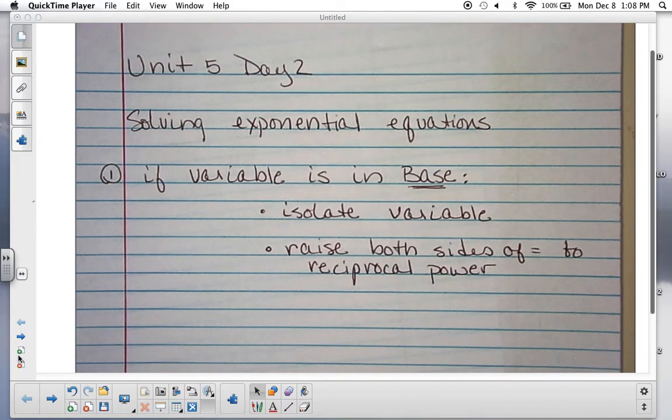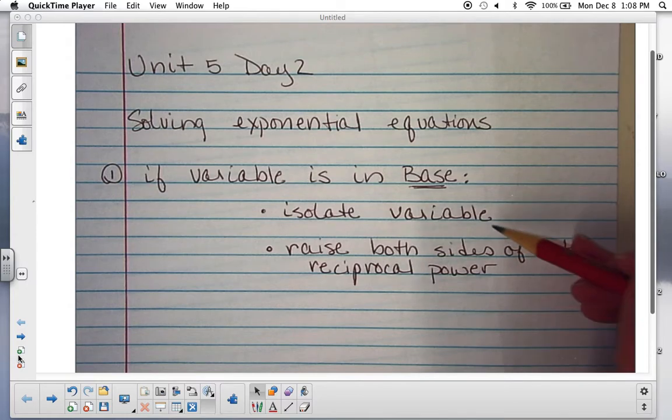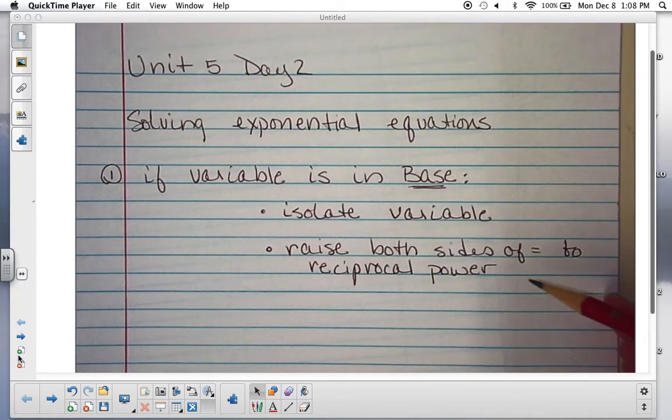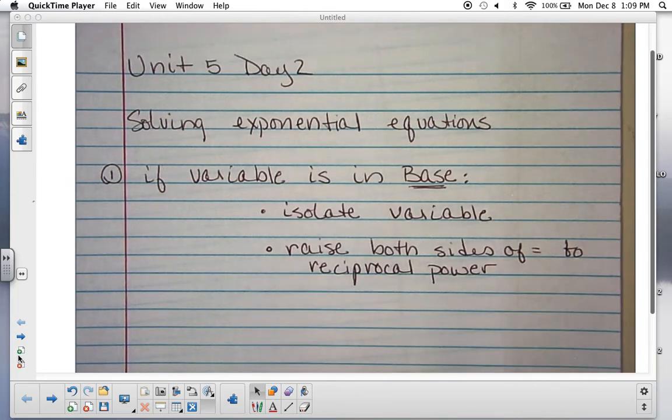The first one is if the variable, the x, is in the base. So if the variable is in the base, these are the steps. We're going to isolate the variable by itself. And then we're going to raise both sides of the equation to the reciprocal power to make that exponent drop away and to get the variable by itself. So step one is isolate the variable. Step two, raise both sides to the reciprocal power.